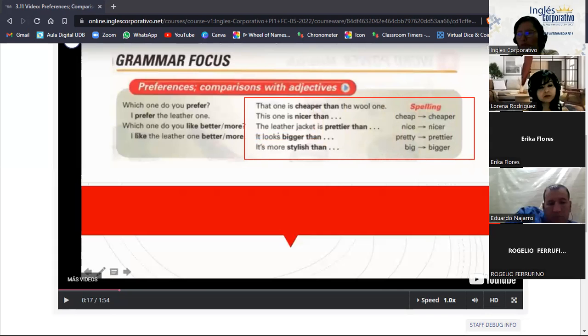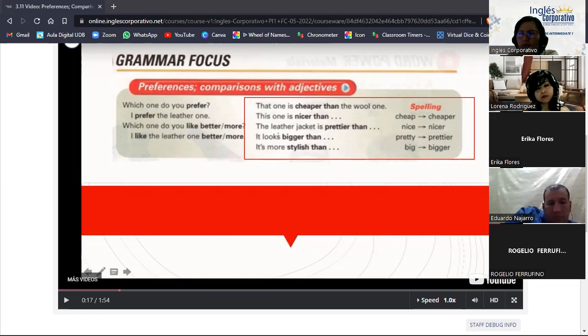This ice cream is more delicious than that ice cream, right? Or I can say something like, this book is better than that one, etc. Cuando comparamos dos cosas, vamos a usar siempre un adjetivo comparativo and the word than, y los nombres que vamos a estar comparando.